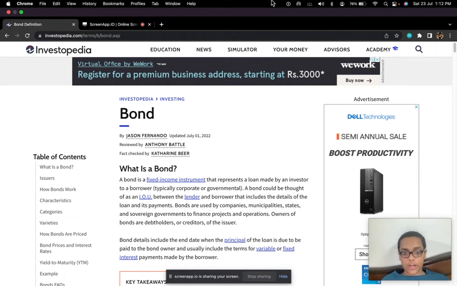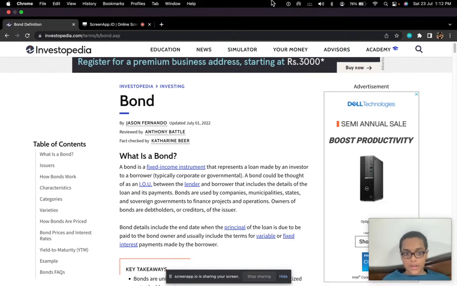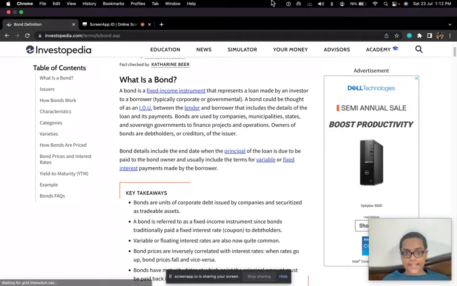Today we are going to talk about what is a bond. A bond is a fixed income instrument that represents a loan made by an investor to a borrower, typically corporate or governmental. A bond could be thought of as an IOU between the lender and borrower that includes the details of the loan and its payments.